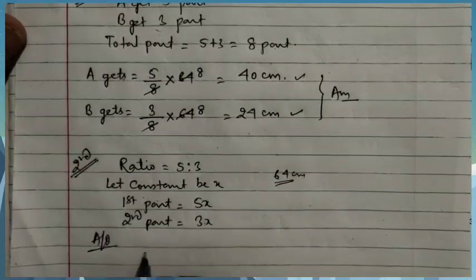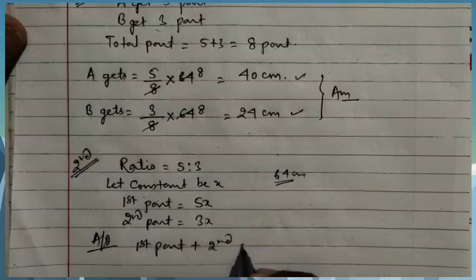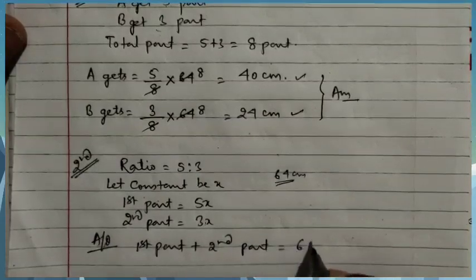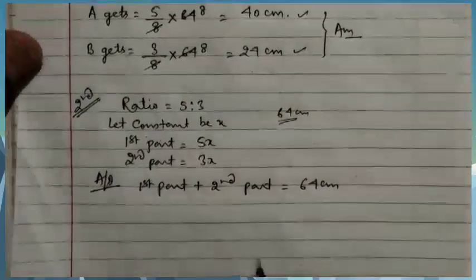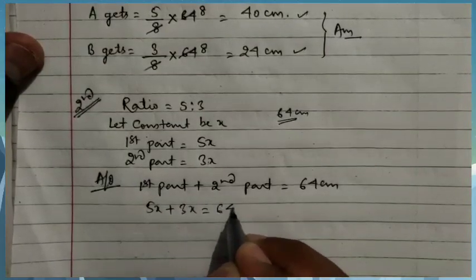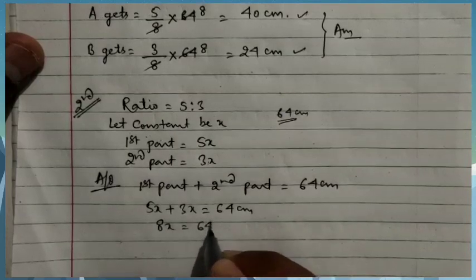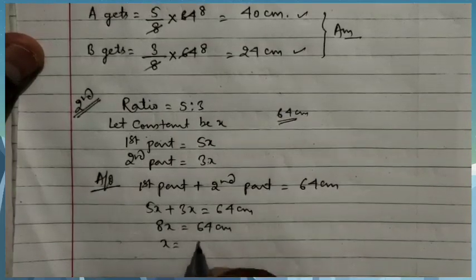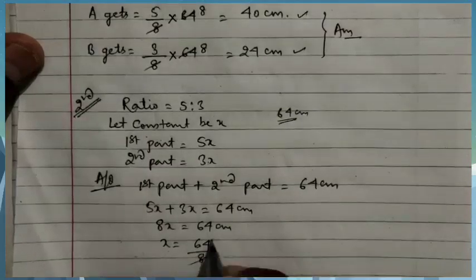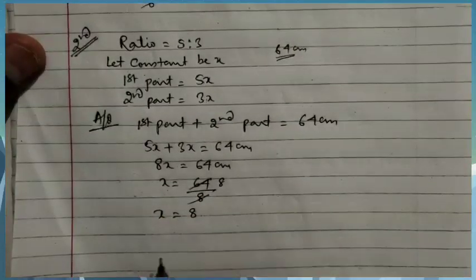According to the question, we will add both the parts. First part plus second part should be equal to 64 centimeter. First part is 5x, second part is 3x, equal to 64 centimeter. 5x plus 3x, 8x is equal to 64 centimeter. x is equal to 64 by 8. 8 eights are 64. We have got the value of x is equal to 8.